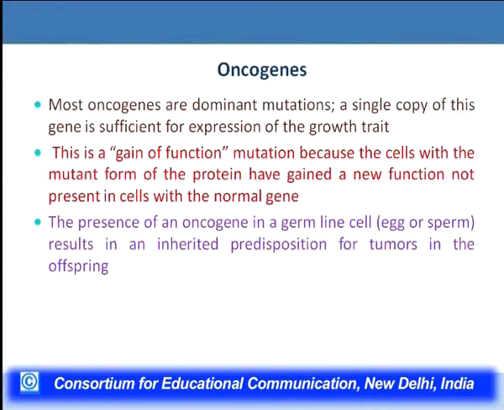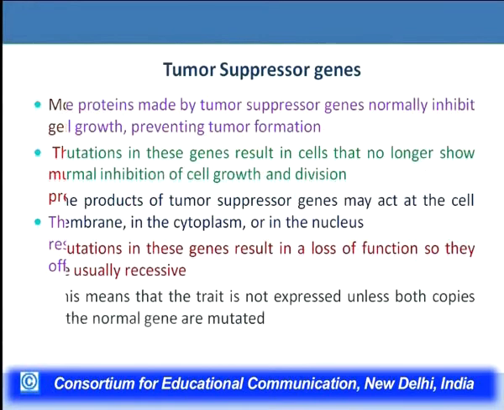These oncogenes are dominant mutations, and if a single copy is formed, it will lead to the production of cancerous cells. This type of mutation is also termed a gain of function mutation, because normal cells do not have a specific function, but the mutant form gains a specific function after the mutation. The presence of an oncogene in the germ cell line, either in the egg or sperm, will lead to the occurrence of this particular cancer in the progeny of that individual.